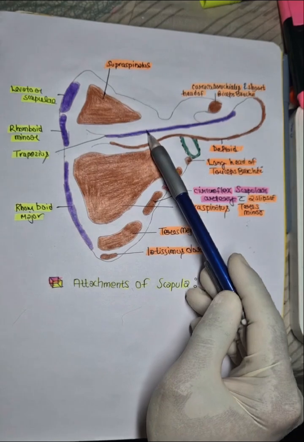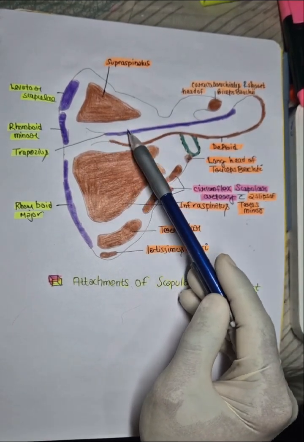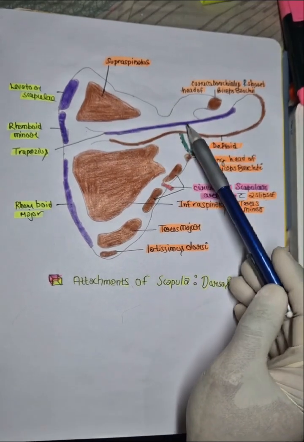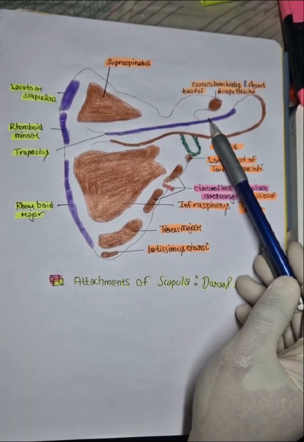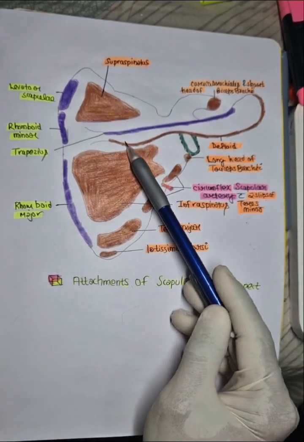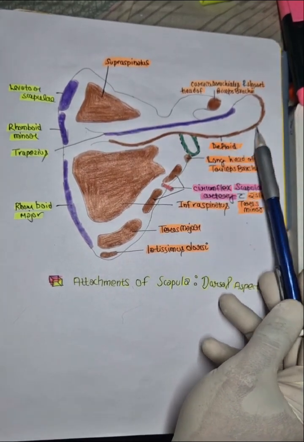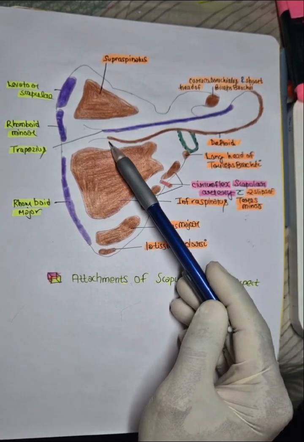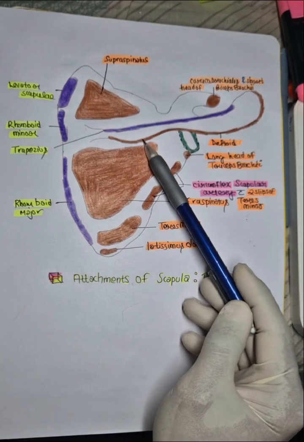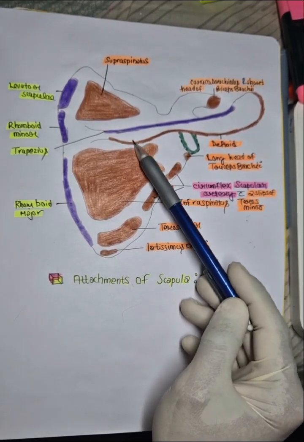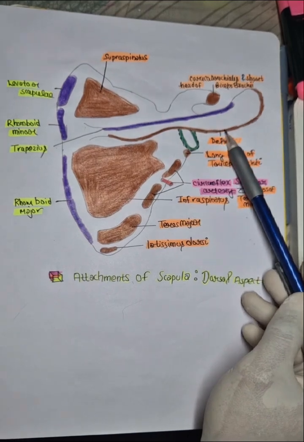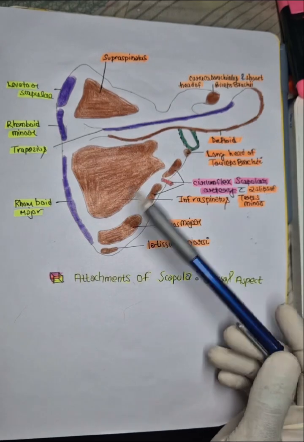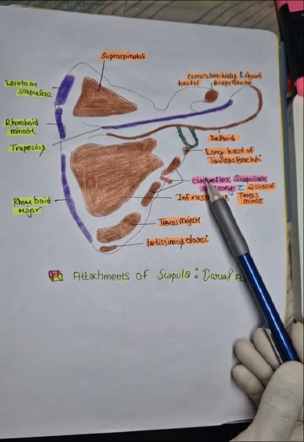So this gets inserted on the upper border of the crest of the spine, and the medial border of the acromion process. Now this is the deltoid muscle. This muscle originates from the lower border of the crest of the spine, and the lateral border of the acromion process.